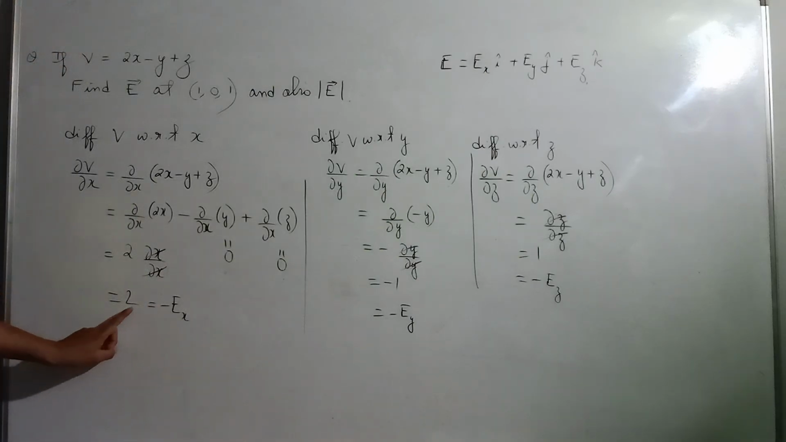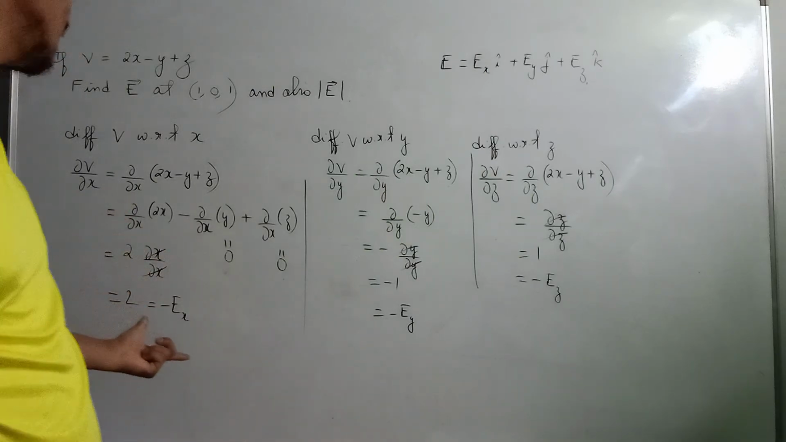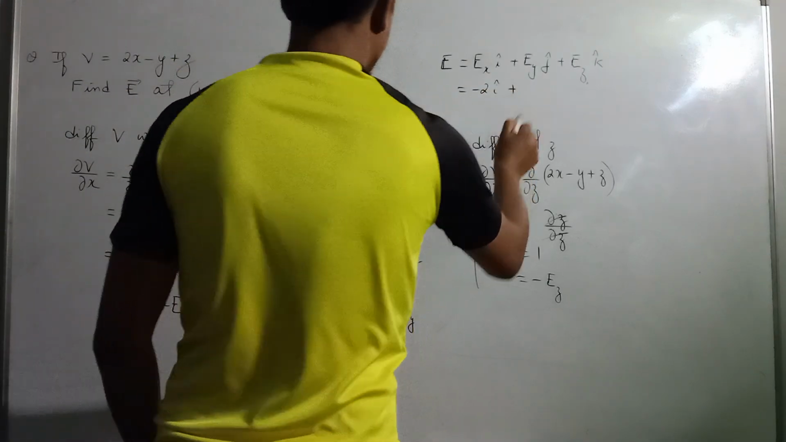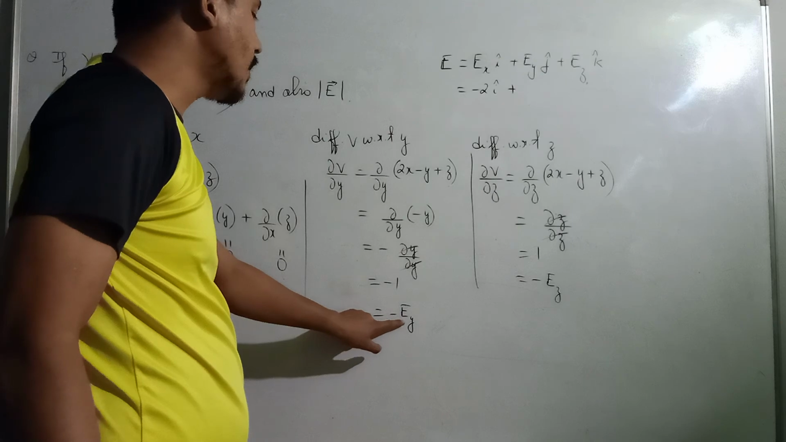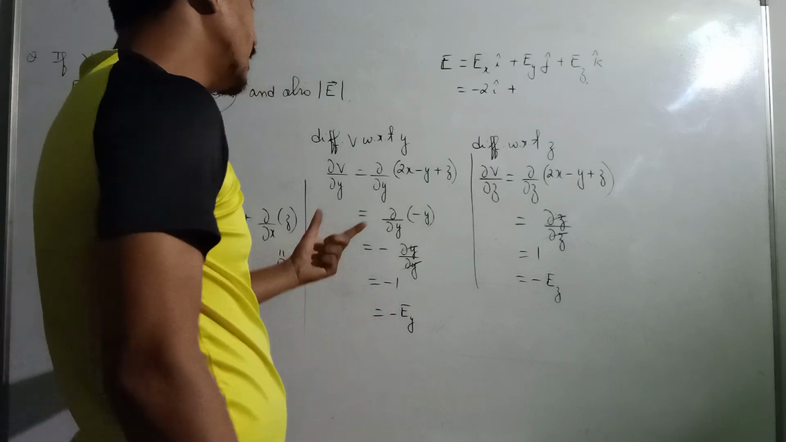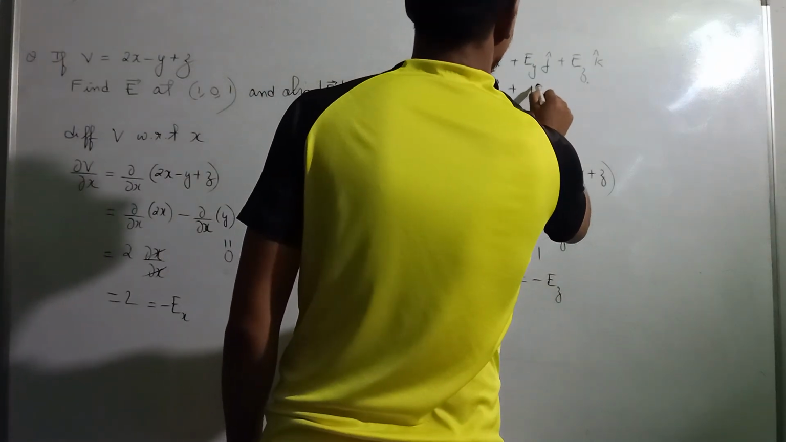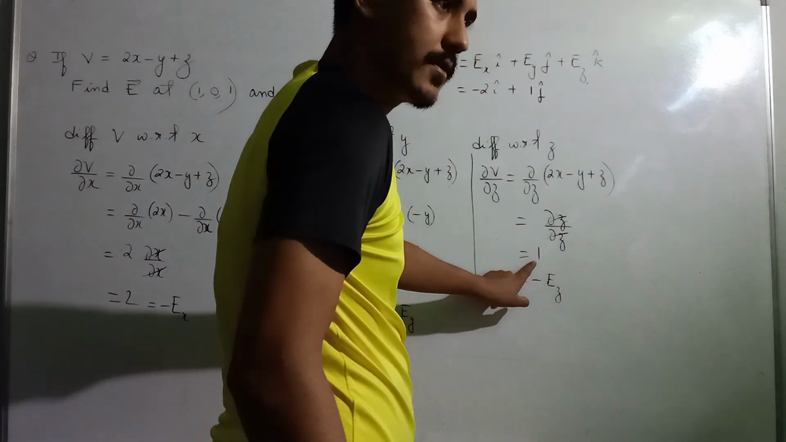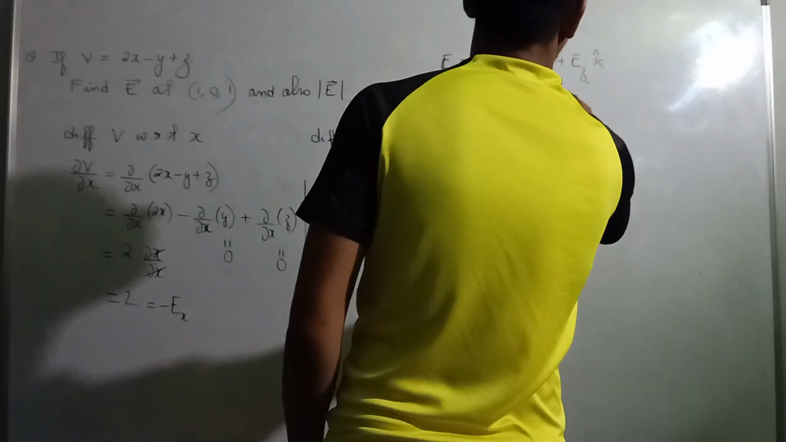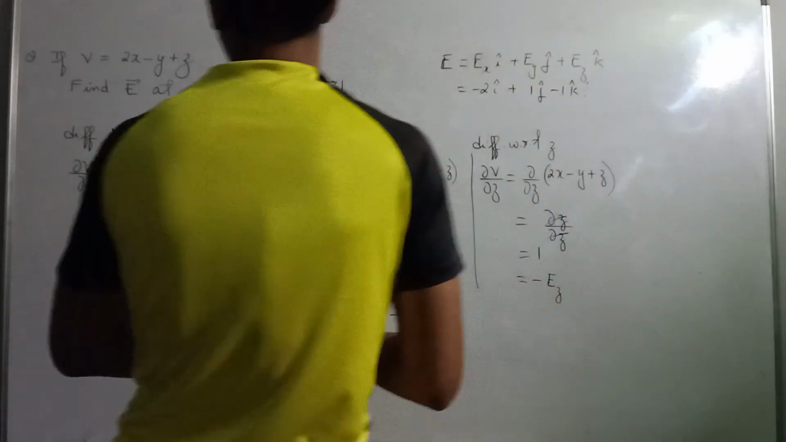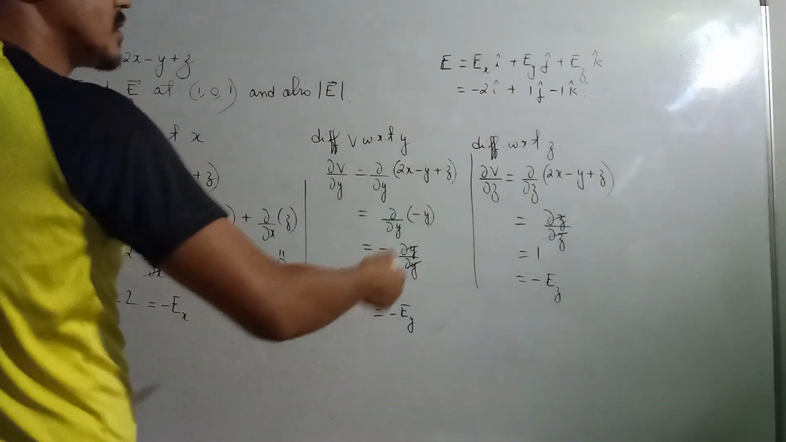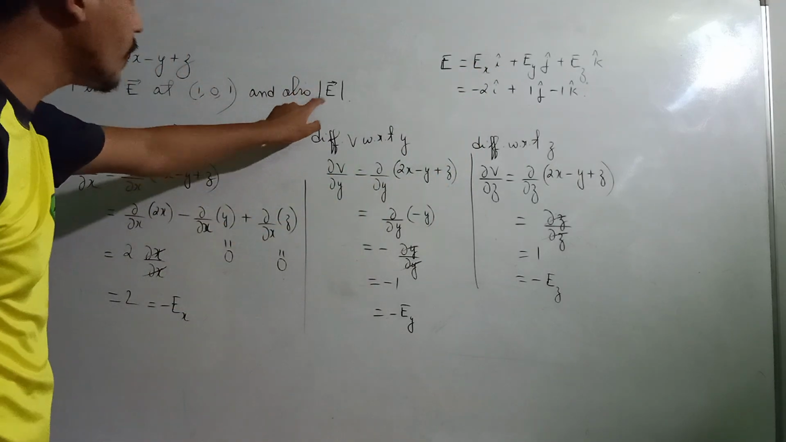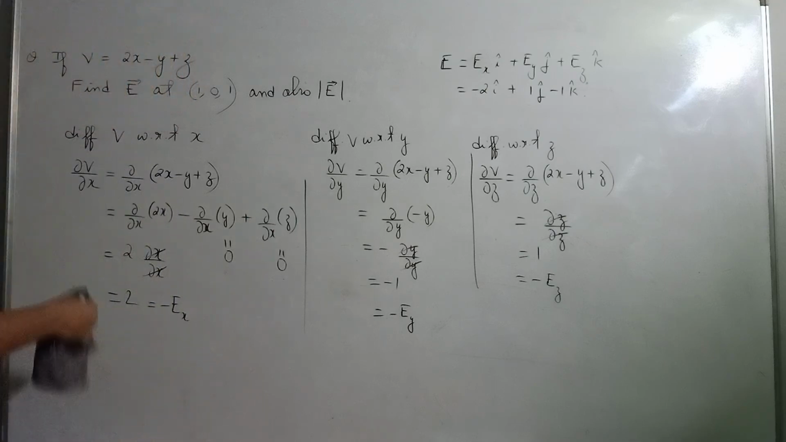Your minus Ex is 2. So what will be your Ex? Minus 2i. Your minus Ey is minus 1. So what will be Ey? 1, so 1j. Your minus Ez is 1. So what will be Ez? Minus 1. So I got it. There is no place where I can substitute this point. So finish. Now I want to find out the magnitude of E.